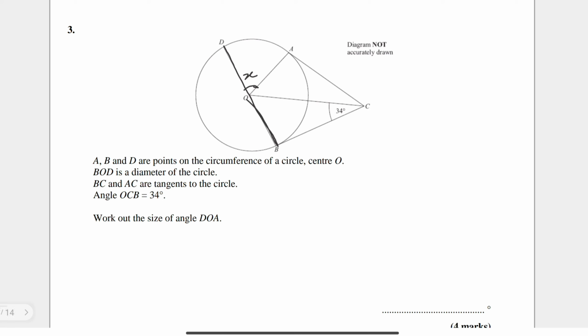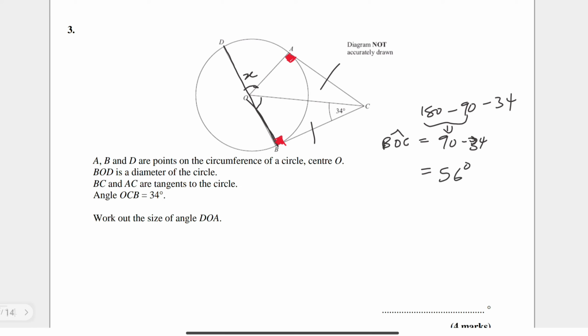Remember, this is a tangent. These two are tangents, so this is a right angle, and this also is a right angle. Since that is a right angle, BOC is going to be 180 minus 90 minus 34 degrees. So I just truncate this to 90 minus 34, which gives us 56 degrees. So this is 56, and this is also 56 degrees.